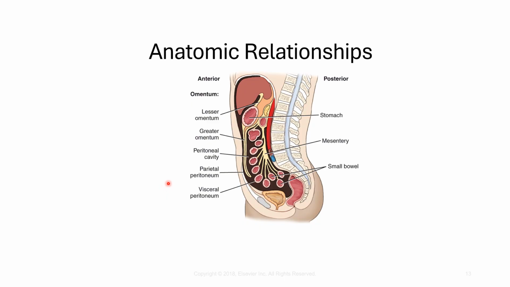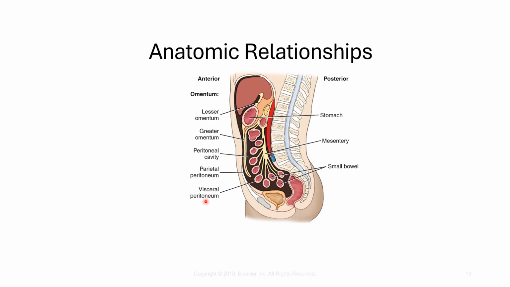As far as the anatomic relationships, they are showing you this is a mid-sagittal section of the abdomen. Looking at them from a lateral view, you can see you've got anterior aspect, posterior aspect, and they're showing you the difference between the omentum and the mesentery and the peritoneum.